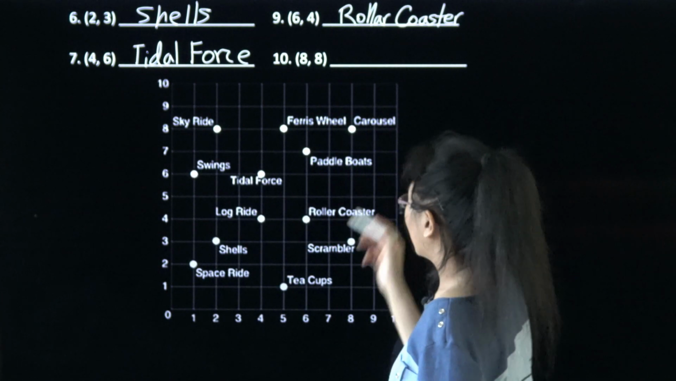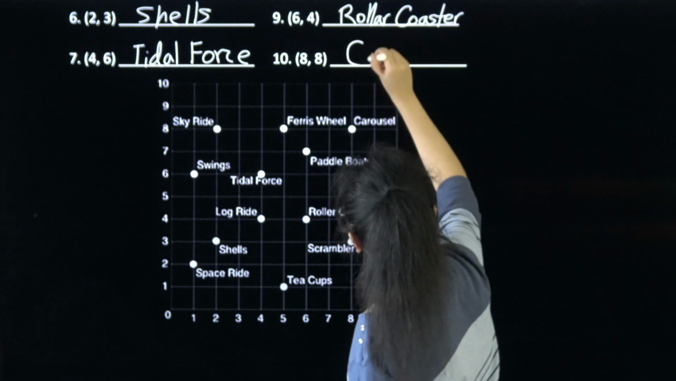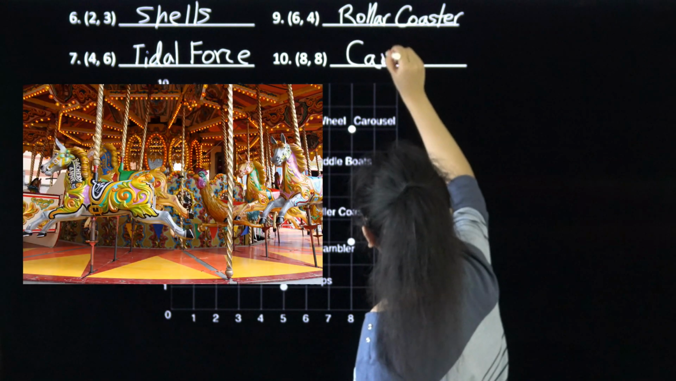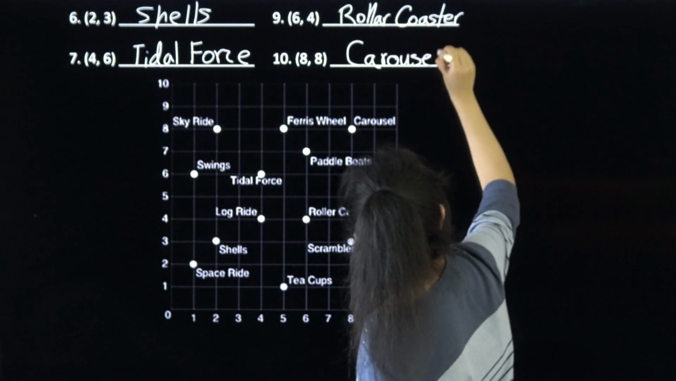Finally, we have 8, 8. So 8 is here, and then we go up 8, and that's a carousel. Or the merry-go-round, as some people would prefer to call it.